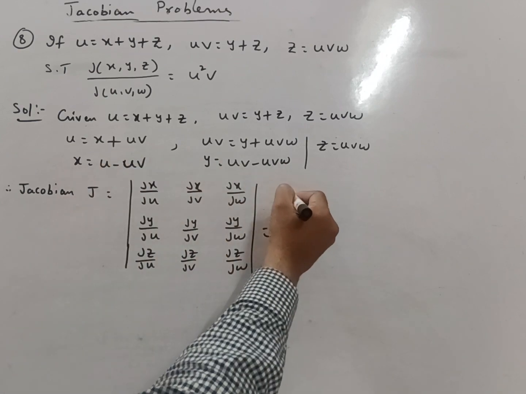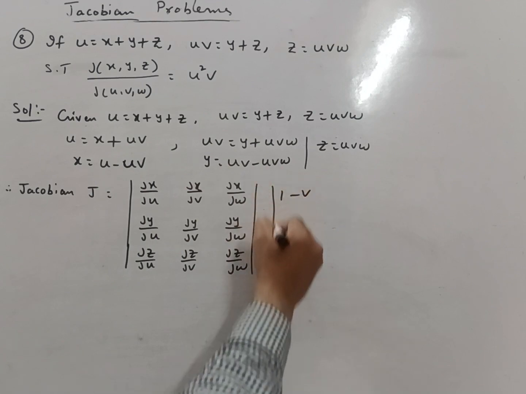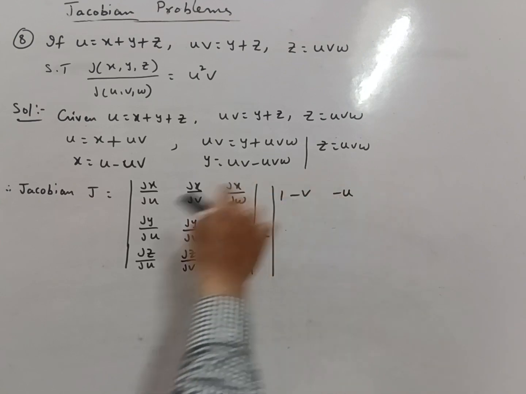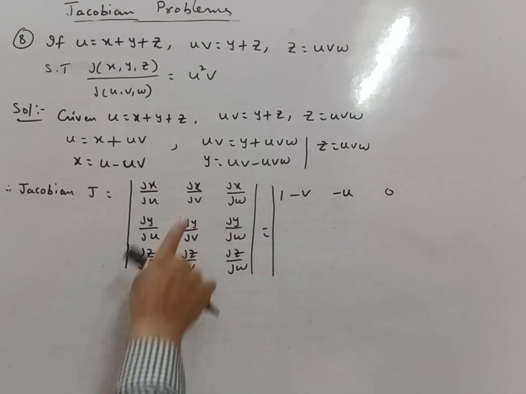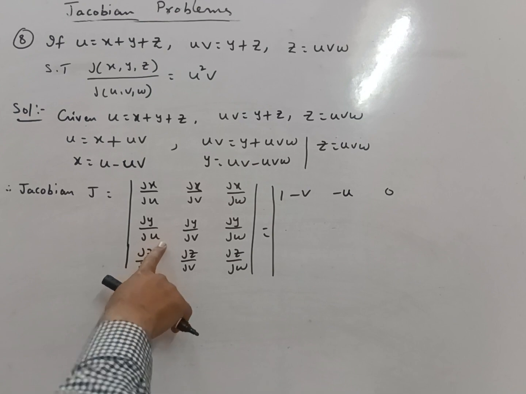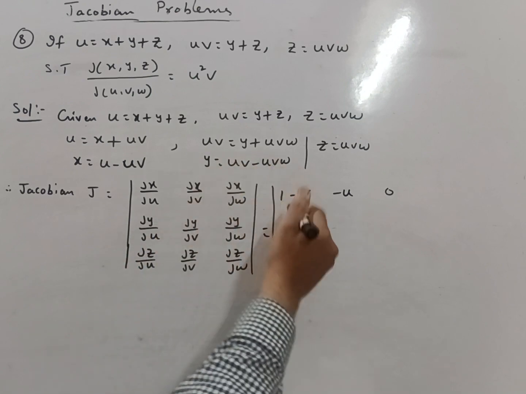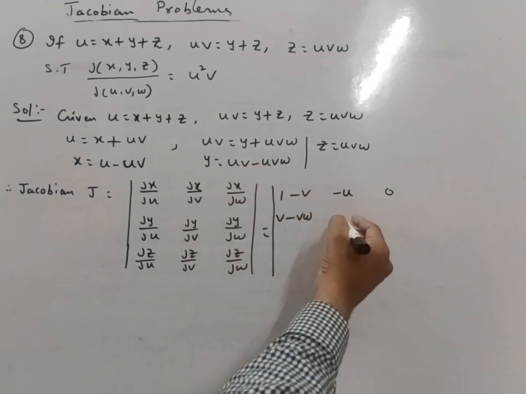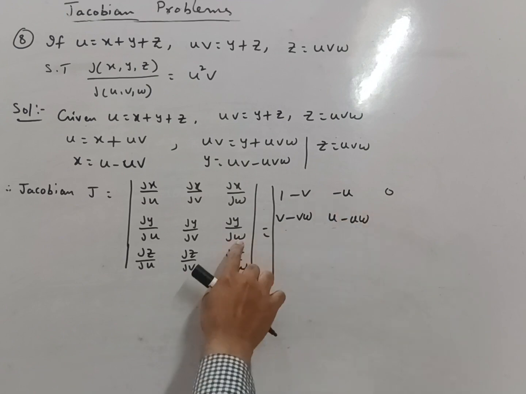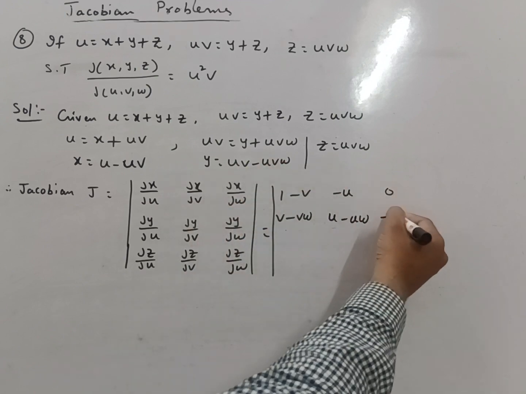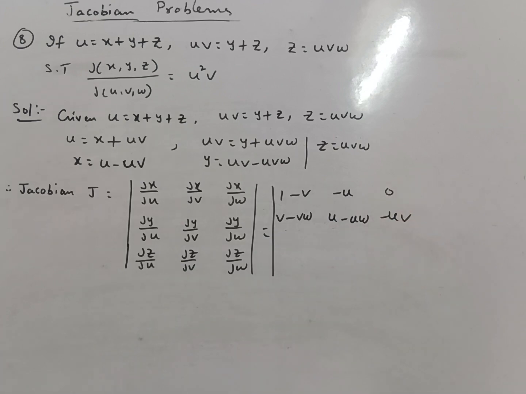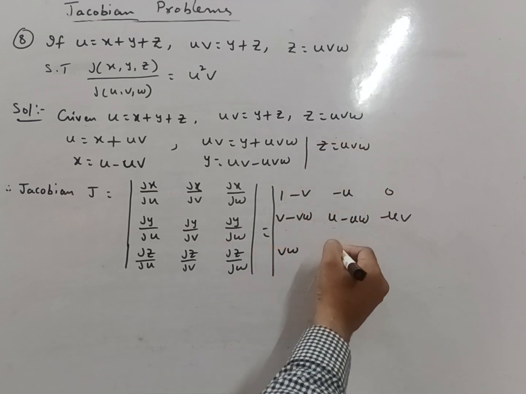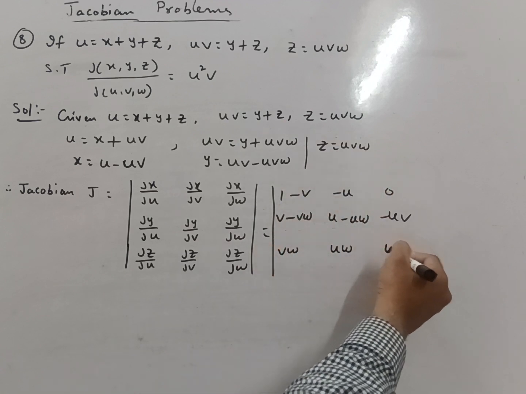Now, x with respect to u, I get 1. With respect to v, I get minus u. No w here, so 0. Next, y with respect to u: u is 1, I get v, and minus u is 1, I get vw. Y with respect to v: I get u, and uw. With respect to w, no w in the first term so 0, and I get minus uv. Next, z with respect to u, I get vw. With respect to v, uw. With respect to w, uv.